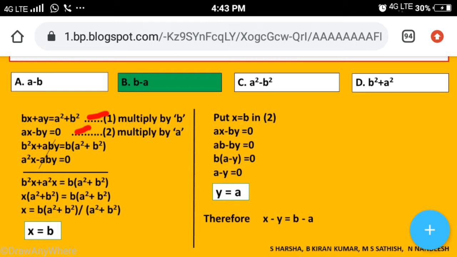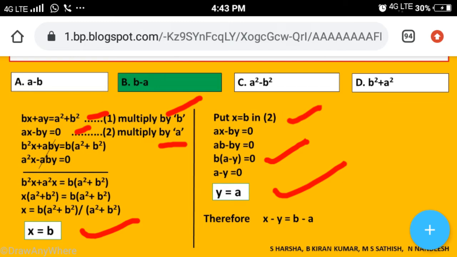We have to multiply the first equation by b and the second equation by a, and it gives the solution x equals b. When we substitute x equals b in equation 2, it gives ax minus by equals 0, and we can take b common. It becomes b equals a minus y, and it gives y equals a. So therefore x minus y becomes b minus a.